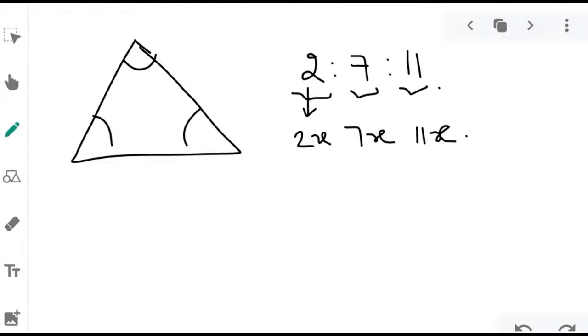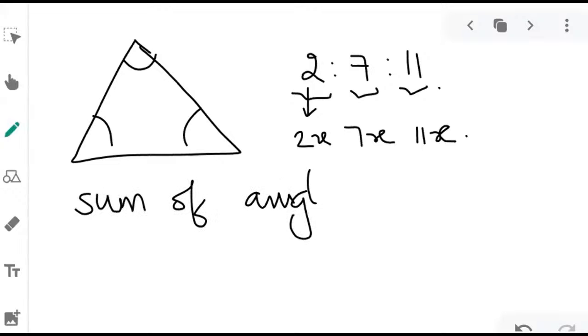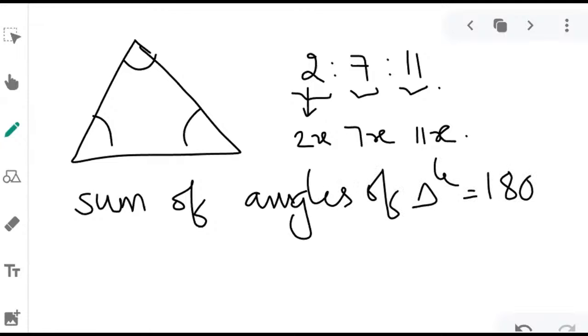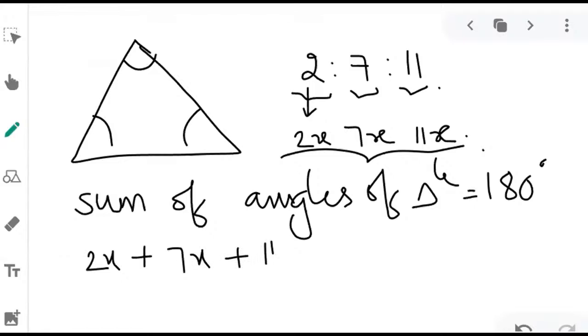All the interior angles of a triangle sum to 180 degrees. So these are the three angles of my triangle: 2x plus 7x plus 11x is equal to 180. What is the value of x? x is equal to 9.